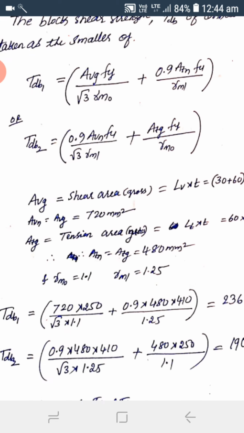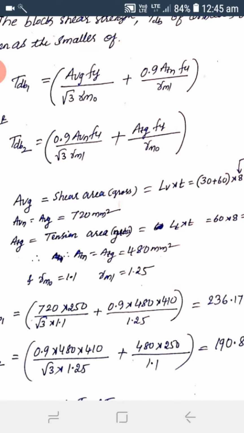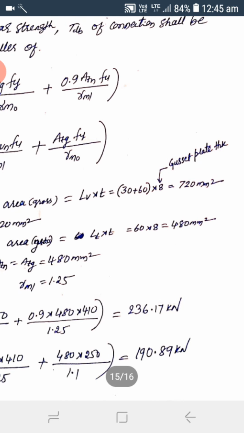Okay, AVG comes out to be 720 millimeter square, and AVG equals AVN, that is the net area also comes the same, because here the connector we are using is a weld, there is no question of making any holes in the plate material. So AVG equals AVN. Then ATG will be what, the tension area. So tension area is LT into T, that is 60 into 8, 480 millimeter square.